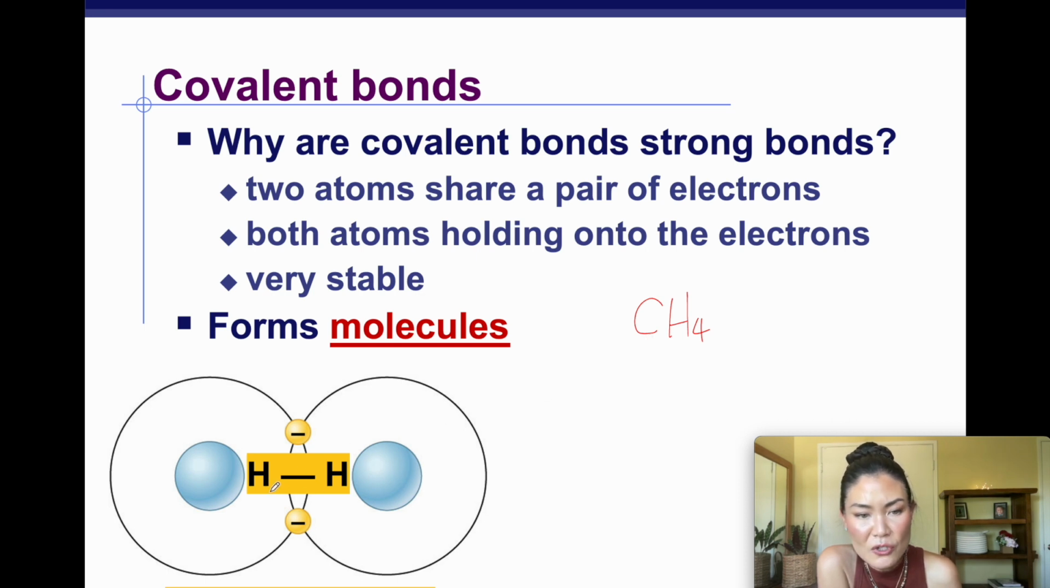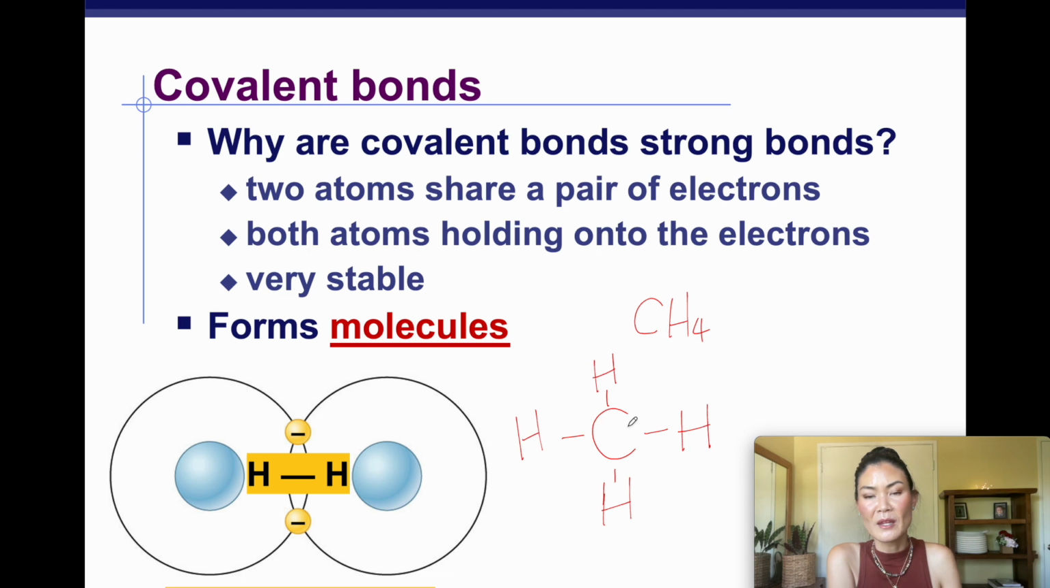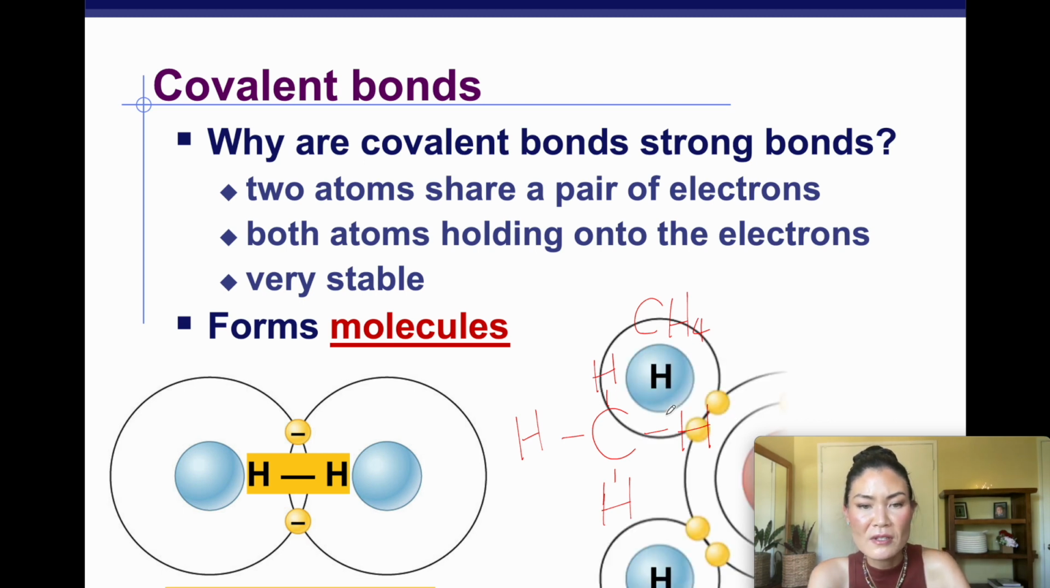And we like to show lines that represent covalent bonds. So here's a carbon that's covalently bonded with this hydrogen, and then it's covalently bonded to this hydrogen, and this hydrogen, and this hydrogen. So this carbon in the middle is sharing electrons with 4 hydrogen atoms. It's a very stable molecule. Okay, that's methane. Methane is a molecule made up of 1 carbon and 4 hydrogen atoms, and that carbon is sharing electrons with 4 different hydrogens.